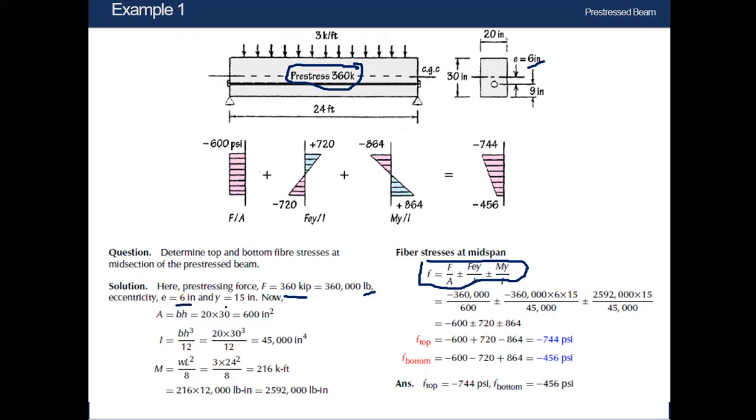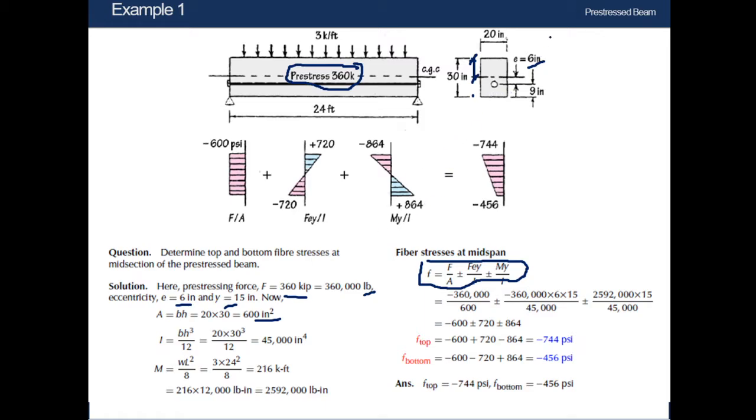Eccentricity is given as 6 inch, and this y we know that simply it is the distance from center to the topmost fiber or bottommost fiber. So in this case it is the uniform one. That means this is a rectangular section. So for a rectangular section, y is simply half of the section's depth. So the total depth is 30, then y will be 15. That means distance from center to the topmost fiber or distance from center to the bottommost fiber. So half of 30 is 15. So we are plugging here y is equal to 15. The area will be 600 inches squared, cross-sectional area.